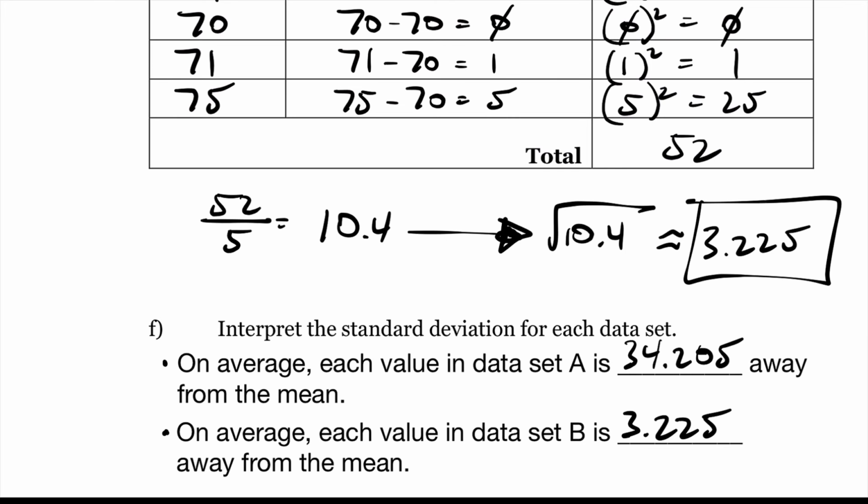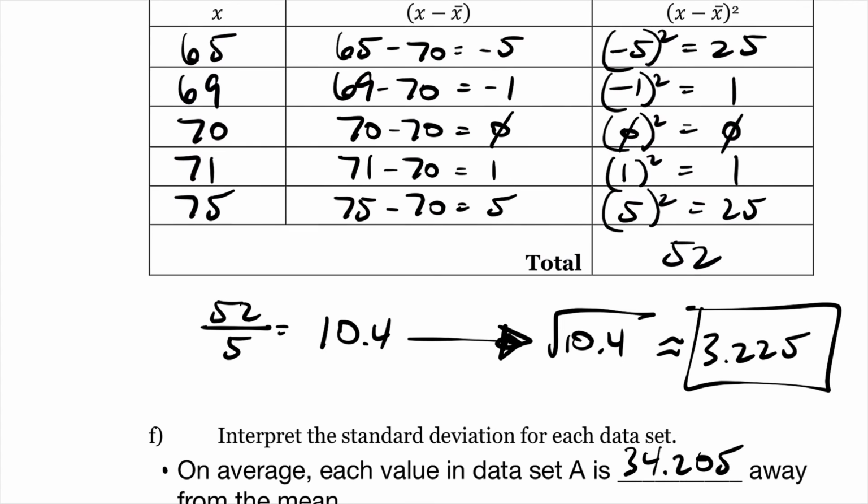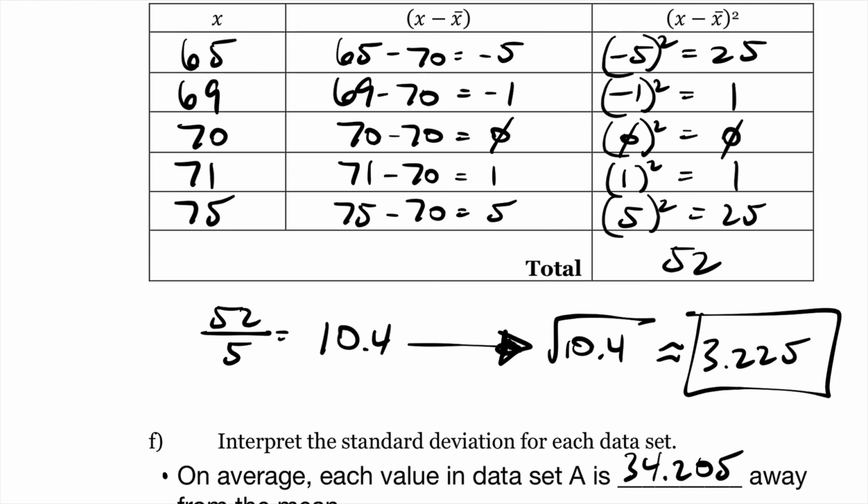Guarantee you on the next test, I'm going to ask you to interpret, because in statistics, things mean something, right? So what does the number mean? On average, each value in data set A is about 34 points away from the mean. Does that mean every single number in data set A is 34 points away from the mean? No. On average, they are. B, on average, each value in data set B is about 3 points away from the mean. They're a lot closer together, right? That's what that means. Now, is every student in this class 3 points away from the mean? No. None of them are 3 points away exactly, but they're on average, okay?